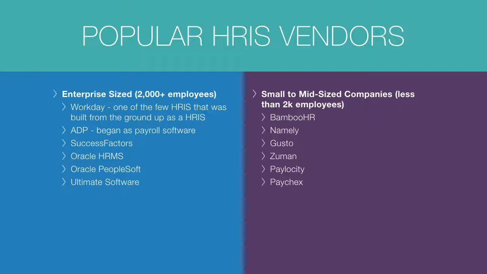So the small to mid-sized market, some of the big names there, again, Bamboo HR, namely Gusto. Gusto actually started out as a payroll vendor as well, and they used to integrate with Bamboo HR, and then they decided they wanted to be an HRIS company, so they've changed their software to include HRIS now. Zenefits, Paylocity, and Paychex. Paychex has been around for decades, similar to ADP. The majority of the time that the company's been in business, they were actually a payroll vendor.